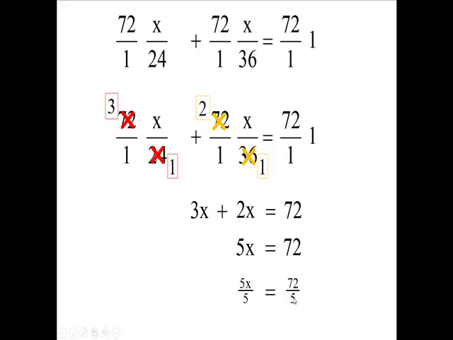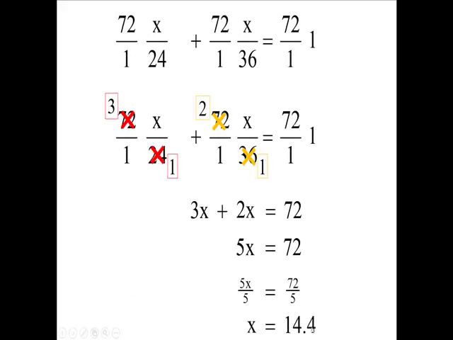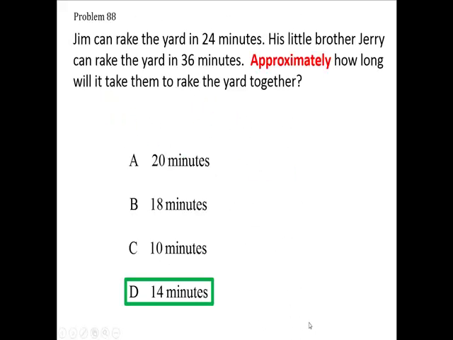When you take 72 divided by 5, X is going to be 14.4. The keyword here is approximately, so I can pick which one of these is closest to 14.4. We're going to say 14 is the answer because it's approximately 14.